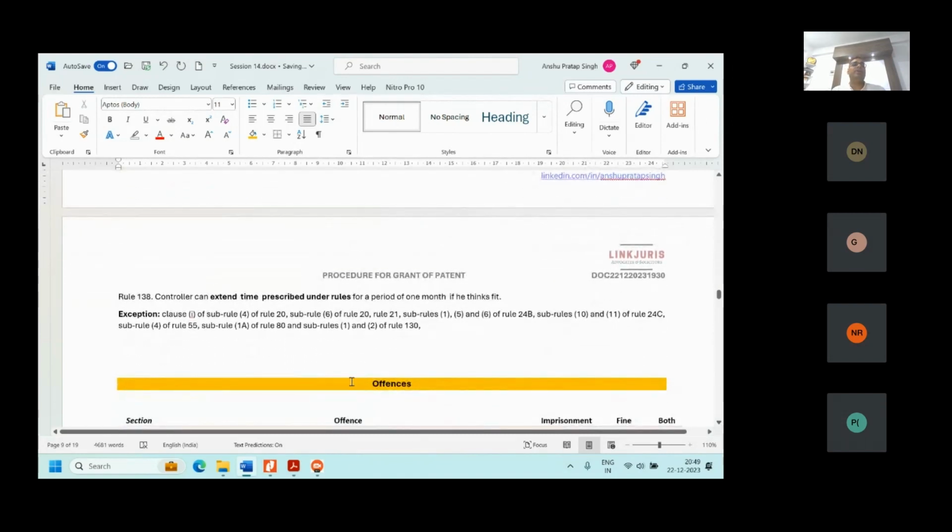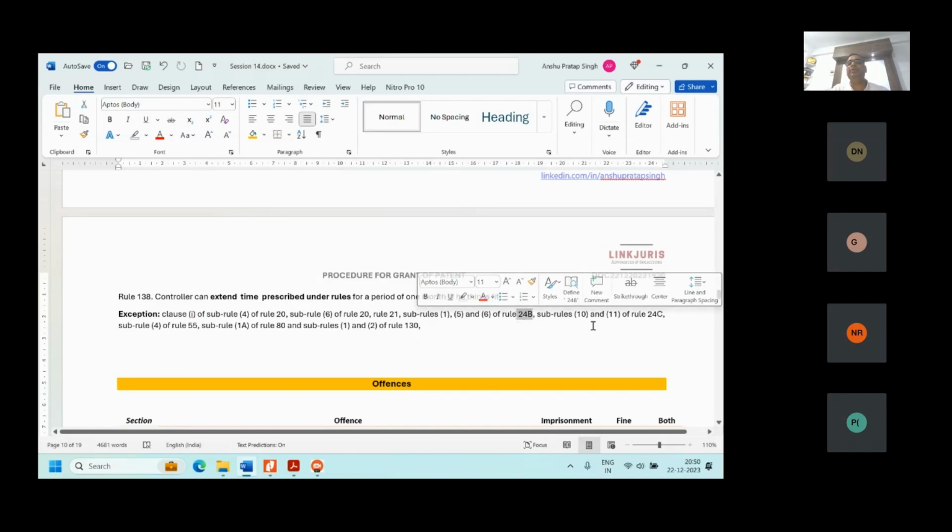Then comes rule 138. The Controller can extend the time prescribed under the rules for a period of 1 month. So the maximum period by which the Controller is entitled to extend the time is 1 month. Where he is not entitled are these exceptions: clause 1, sub rule 4 of rule 20, and so on. Please go and look into this. I can tell you which subject matter they are dealing with, but I want you to go through it so that this exercise helps you in remembering the particular provisions. Just go through it, you will start remembering.